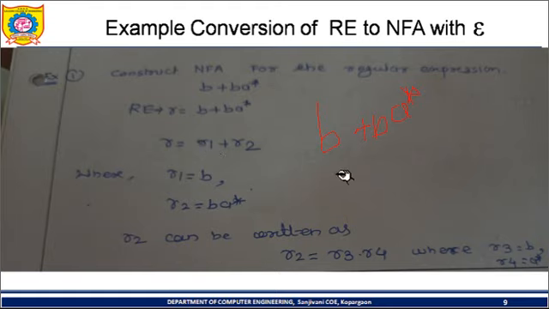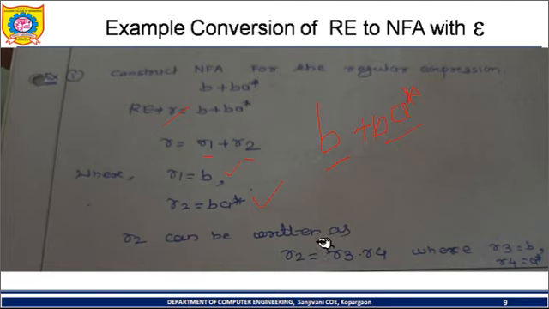Here you can see there is a union operator between B and BA star. So I am going to divide the given regular expression R like this, R1 plus R2. R1 is nothing but B, and R2 is nothing but BA star. So we have applied the recursive nature and divided the given regular expression into 2 sub-regular expressions, R1 plus R2, because there is a union operator between B and BA star.